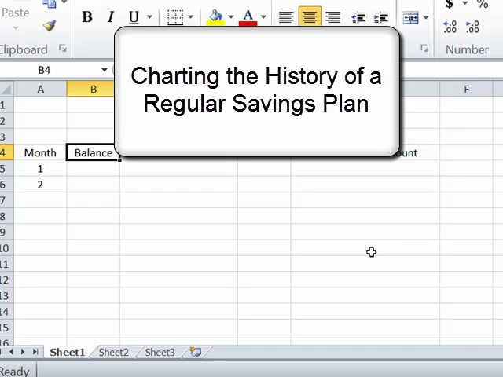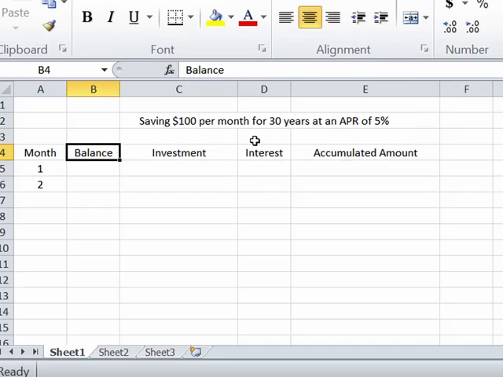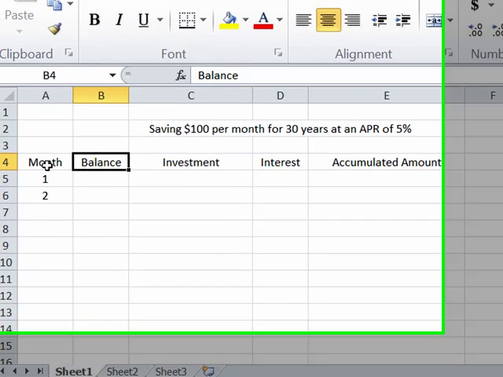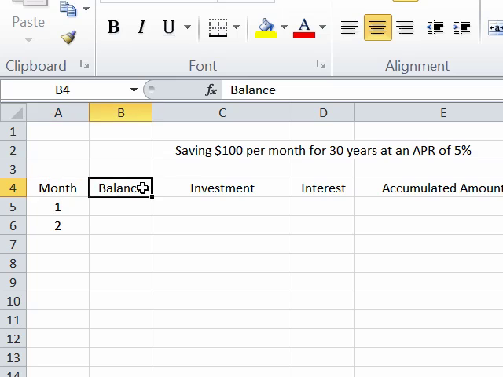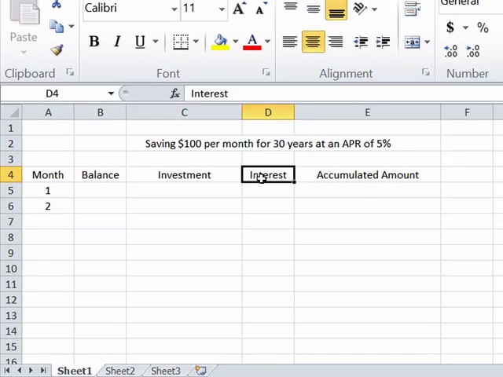So we're going to look at the accumulation of a monthly investment of $100 a month for 30 years at an annual interest rate of 5%. And so we'll set up a spreadsheet in Excel to look at this growth. And first of all, I have these columns: month, balance, investment, interest, and accumulated amount. And we'll go through these.